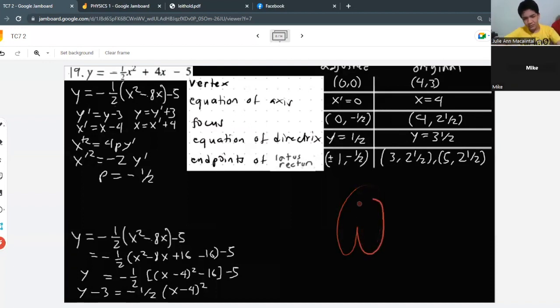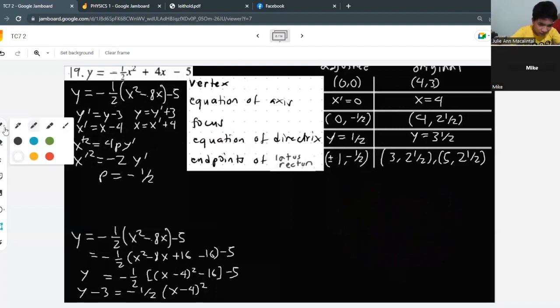Teka. So, x prime plus 4. So, 1 plus 4 is 5. Negative 1 plus 4. Okay. 2.5. Okay na. So, let's go to the next. So, ang gawin natin dito, yung completing the square, do it dun sa baba para madaling makita.